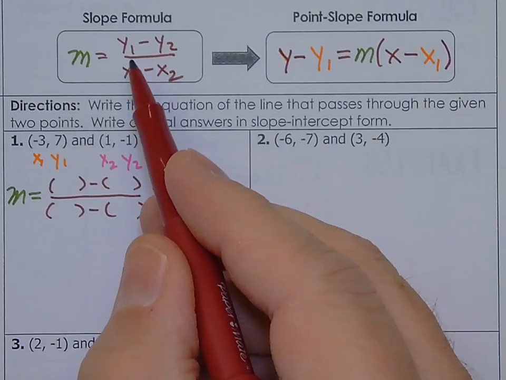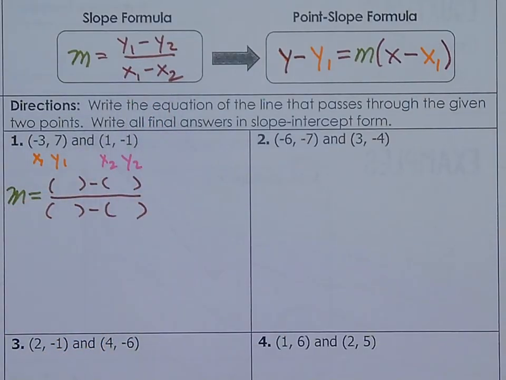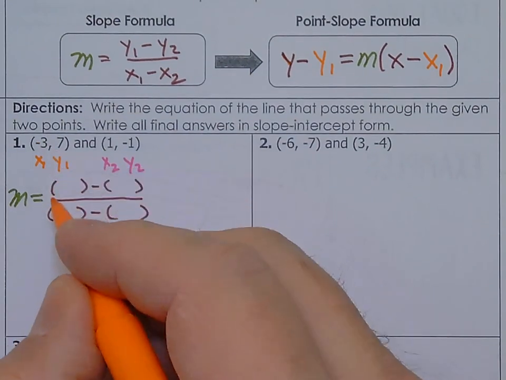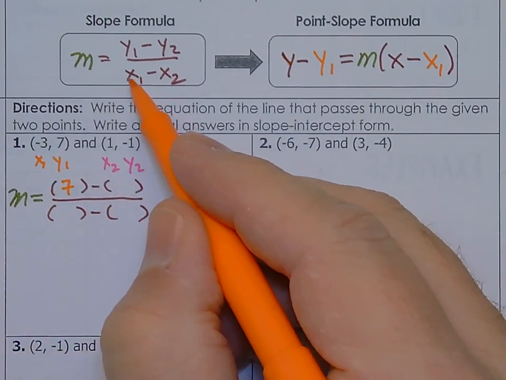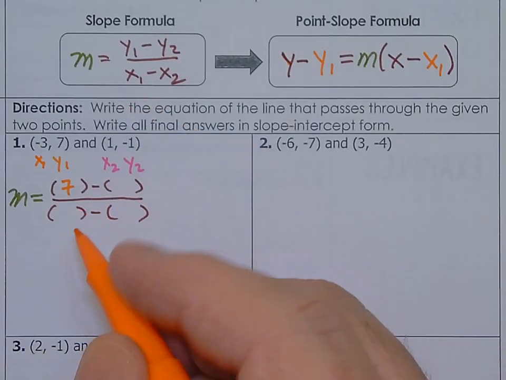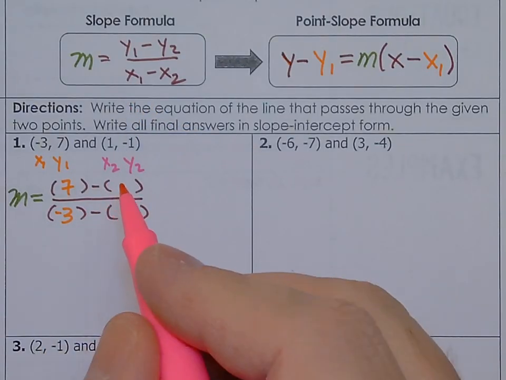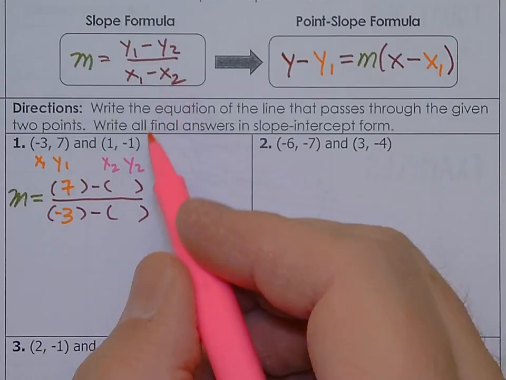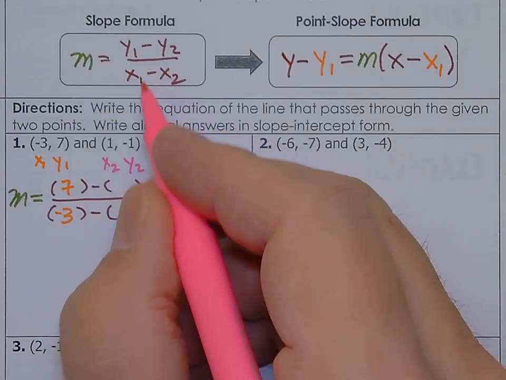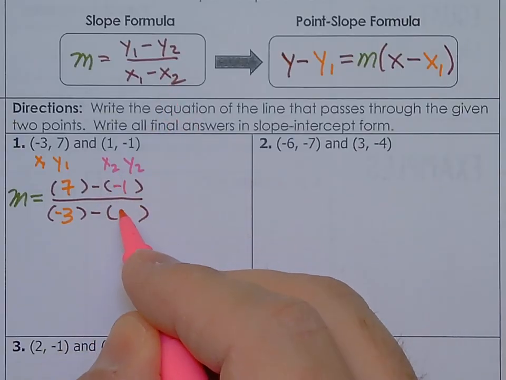So that's my format. And I just want to drop in y1 into this position on the top left. So my y1 here is 7. And then x1 goes in this position down here. So that's negative 3. x1 goes down here, negative 3. And then I'm going to do the same thing for my other pair. My y2 goes on the top in the numerator. That's, in this case, negative 1 is my y2. And my x2 is the last number that goes in the bottom here.